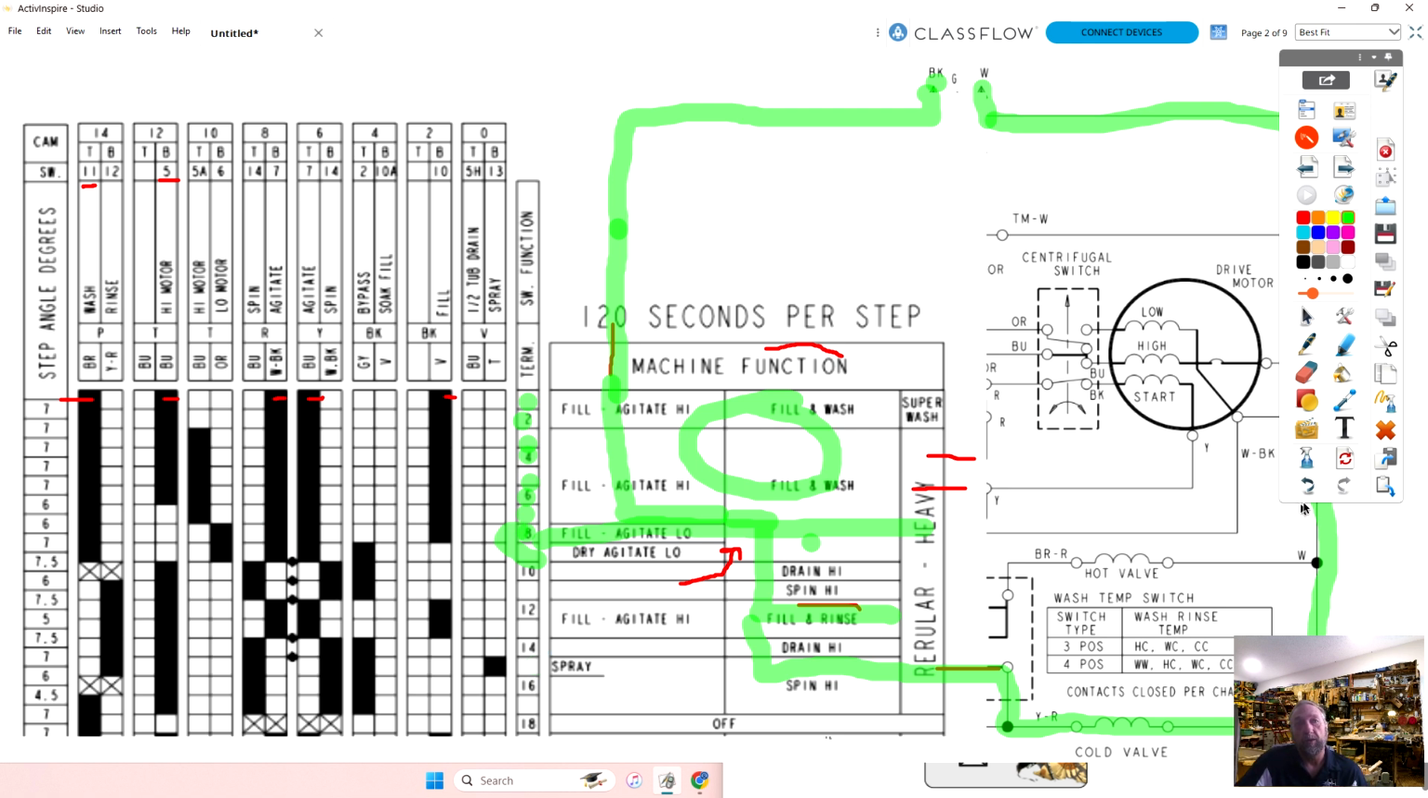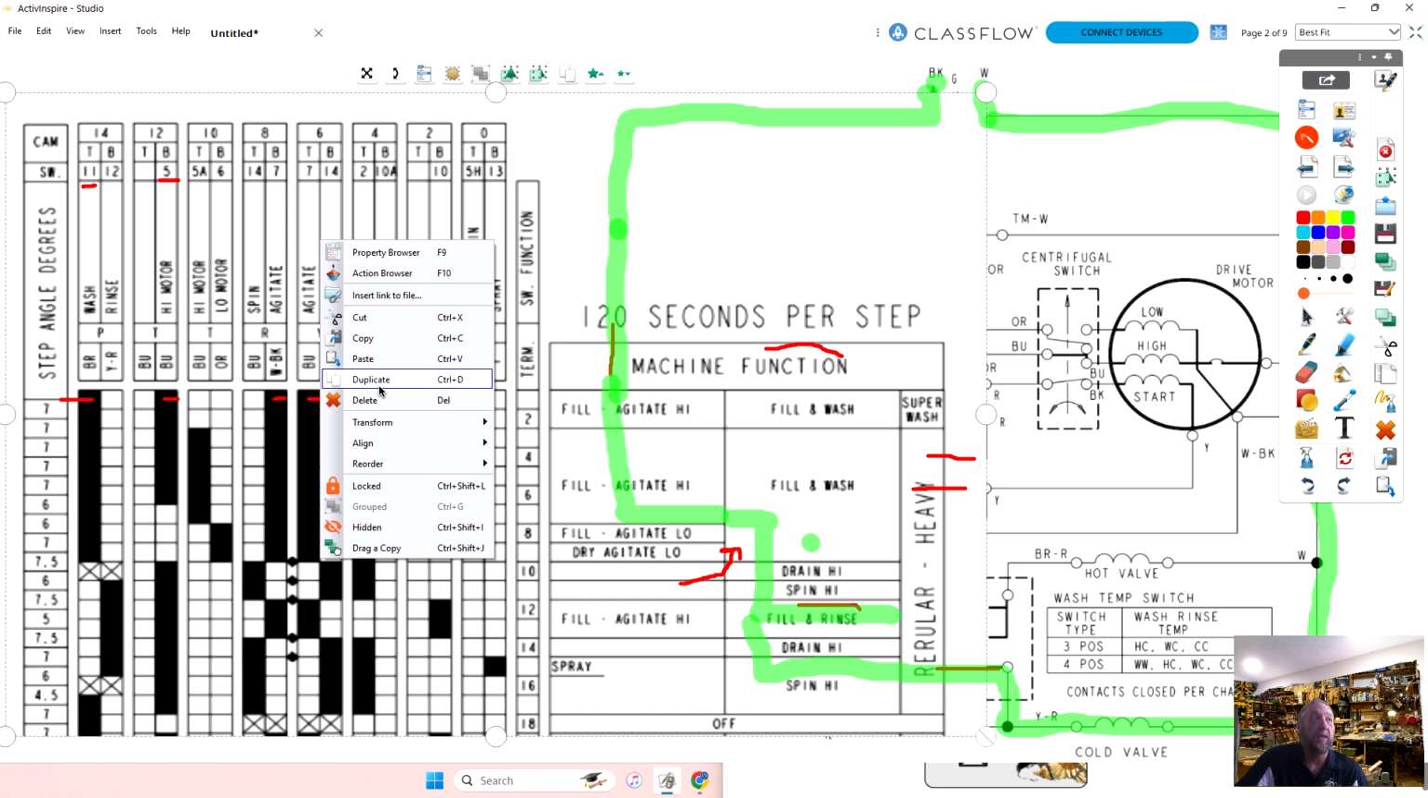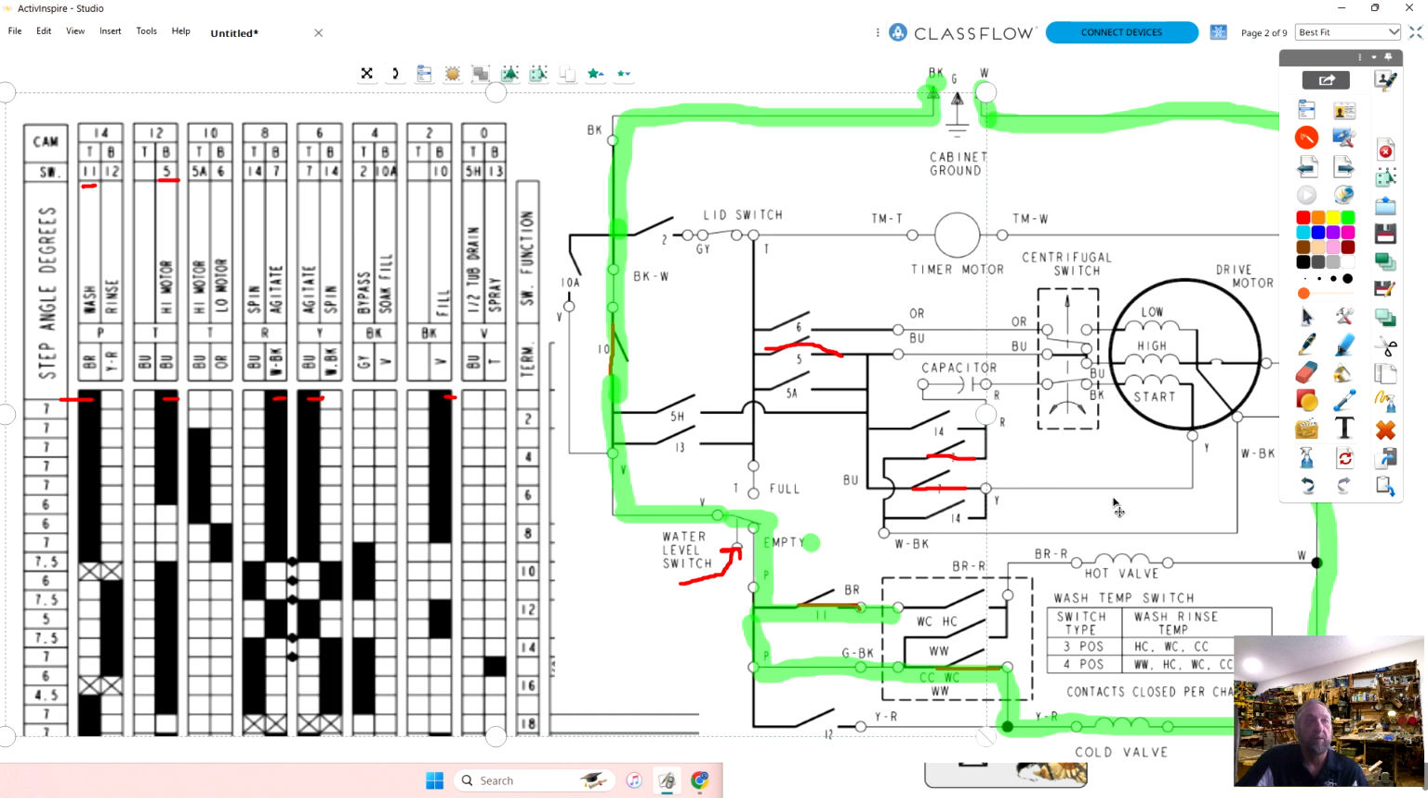So the point is the timer does not advance until the machine has filled up with the amount of water that we need. Otherwise, we won't give it the actual wash time that we need. Does that make sense? So this means that we have to know the pressure of the incoming water to see if it's the proper pressure.